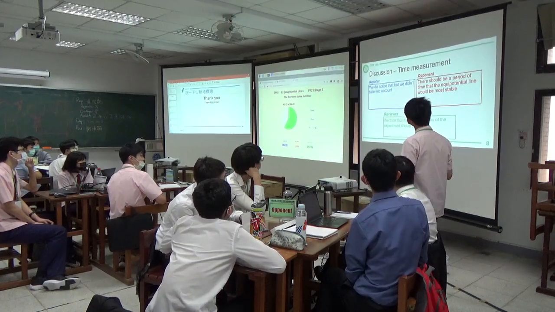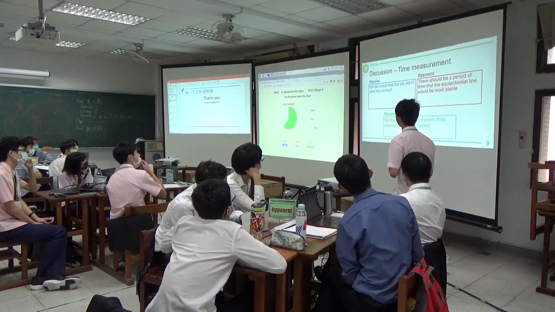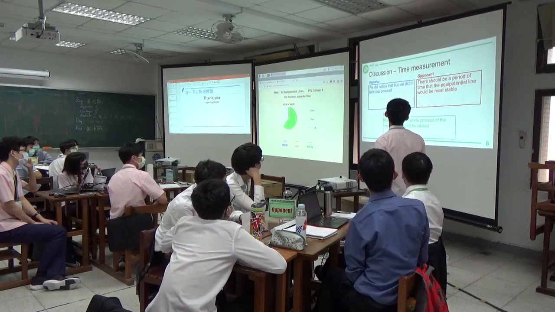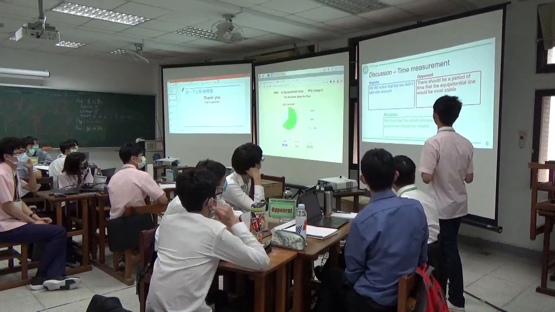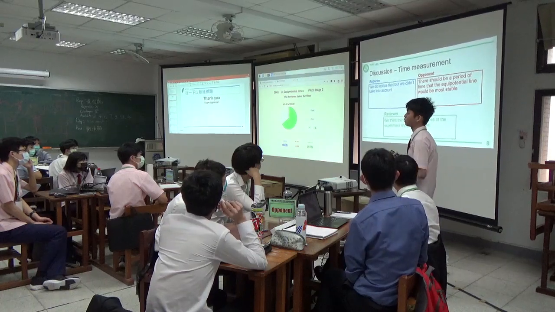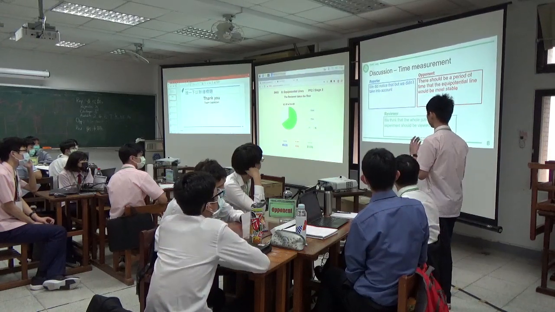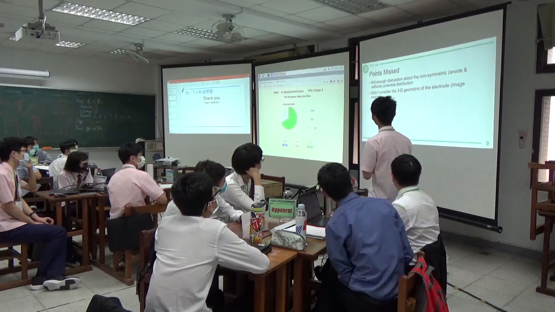The next discussion is the time measurement. The reporter said they did notice that, but did not take it into account. And the opponent said there should be a period of time in which the equipotential line is most stable. And we think that the whole process of the experiment should be viewed, like they might record it or something else. Here are some points missed.